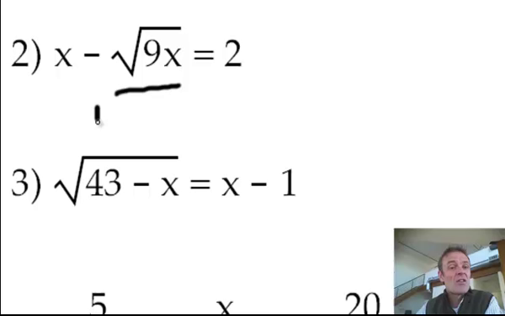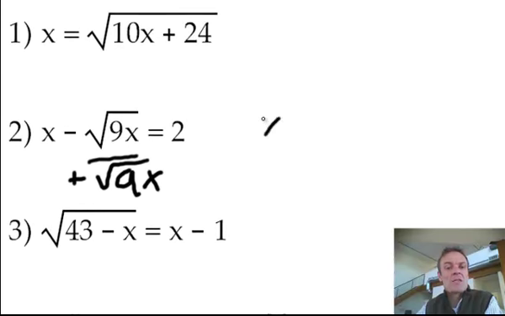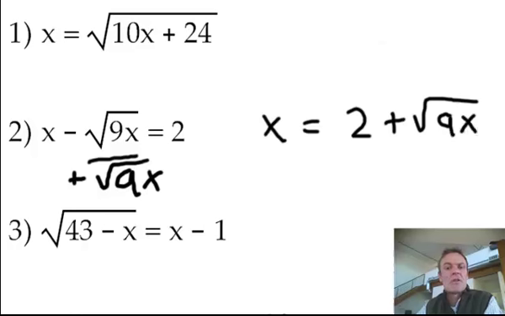Negative root 9x, so add a root 9x to both sides. You'll end up with x equals 2 plus root 9x. There we go. That's what I can do so far. I've just got rid of this negative root 9x by adding a root 9x. Again, I want that root 9x by itself, so what do I do? I take away the 2. Subtract 2, subtract 2.